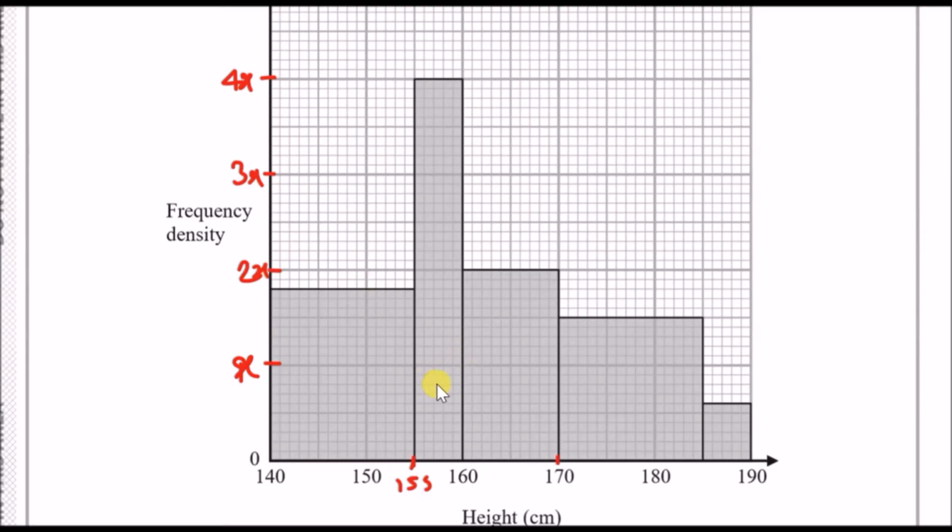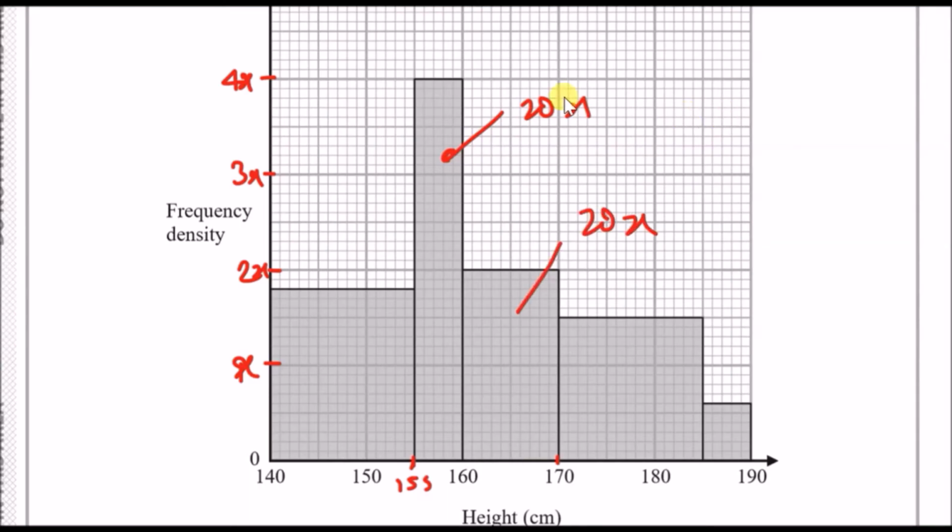Now, if you work out the area of this block, you'll realize that you got a base of, well, the difference is 5, and a height of 4x. And, well, 5 times 4x will just give us 20x. So that's the area of this block. For the second block, or this block here, the width is 10, and the height is 2x. So it'll be 10 times 2x, which is also 20x.